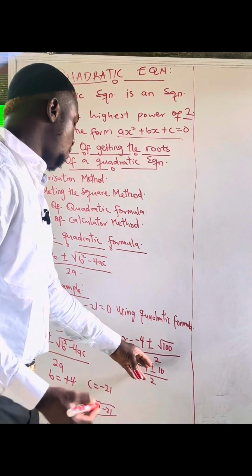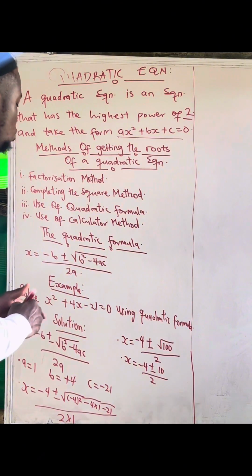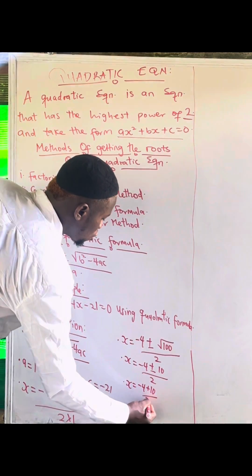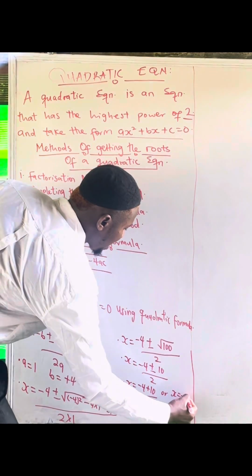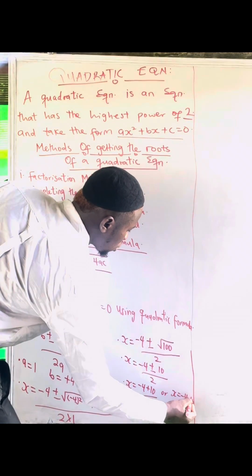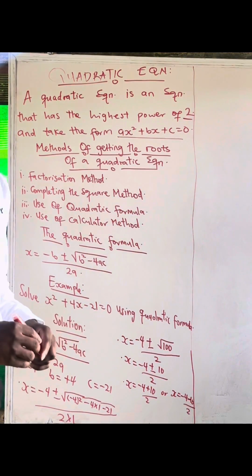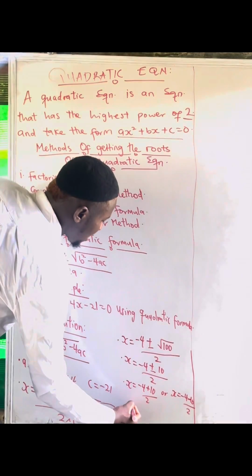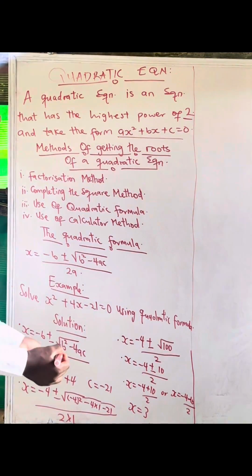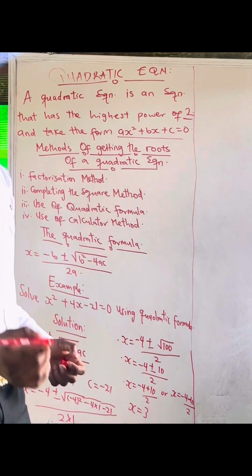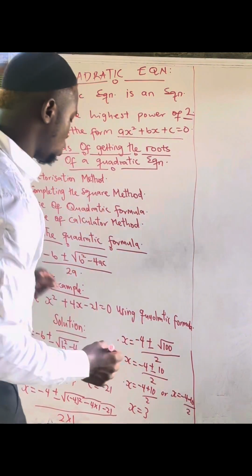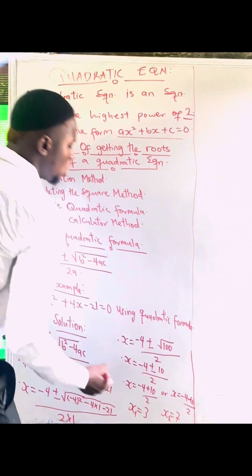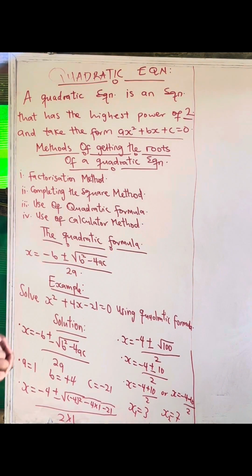Whenever we have minus 4 plus or minus 10 over 2, this simply means that we are going to do it as x equals minus 4 plus 10 over 2, or x equals minus 4 minus 10 over 2. So this is what plus or minus means. So guys, what is minus 4 plus 10? That is 6. So 6 divided by 2, then the first value of x equals 3. The second one is minus 4 minus 10. What is minus 4 minus 10? That is minus 14. So minus 14 divided by 2 is minus 7. So x is also equal to minus 7. This is x1, this is x2. So that is how to use the quadratic formula in solving your equation.